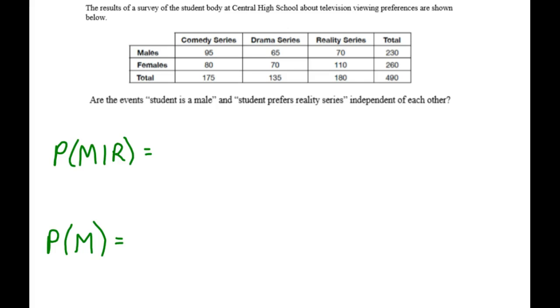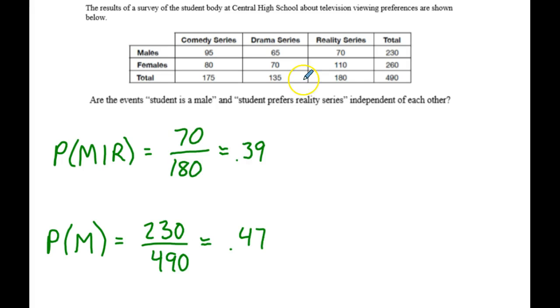So there's two probabilities we have to calculate in this problem. First, we have to calculate the probability that a student is a male given that they prefer a reality TV series. And then the second probability we have to determine is whether a given student is a male. If these two probabilities are equal, then they are independent of each other. If they are not equal, then these two events are not independent of each other.